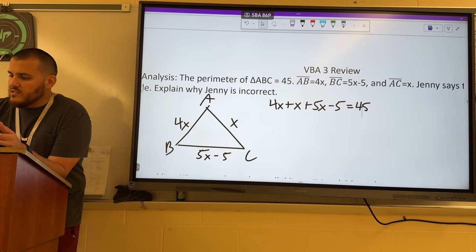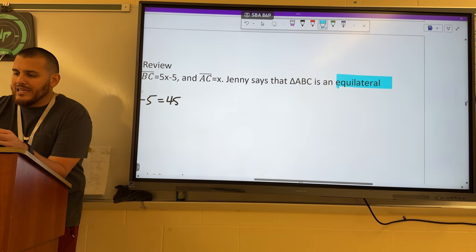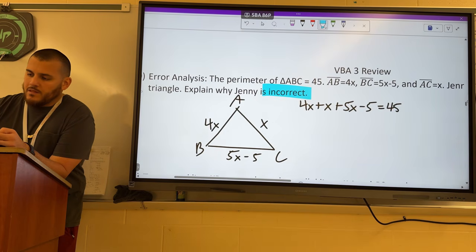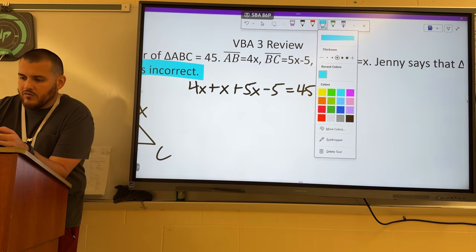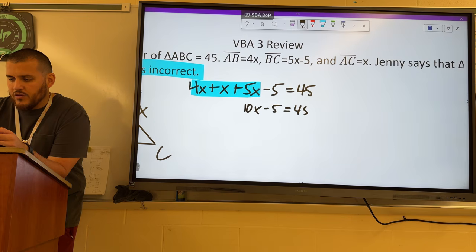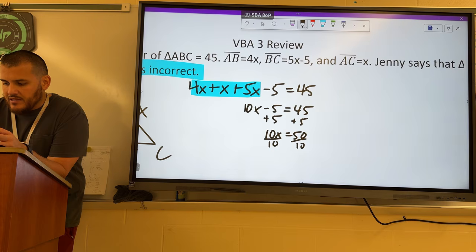Jenny says that after solving for x here, she's determined that this is an equilateral triangle, which is incorrect. Let's figure out why. Error analysis. Let's combine our like terms here. We got 4x plus x plus 5x, that's 10 x's. So 10x minus 5 equals 45. Get that 10x alone by adding 5 to both sides. That'll give me 10x equals 50. I can divide both sides by 10 to get x equals 5.